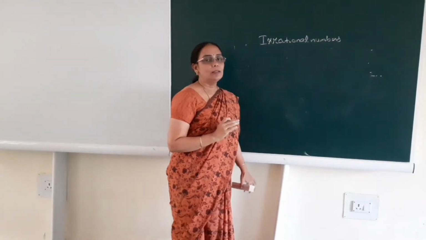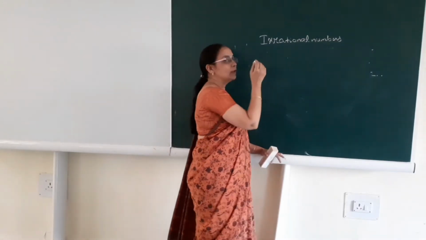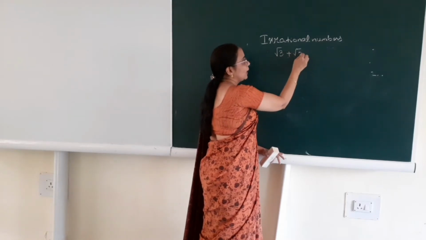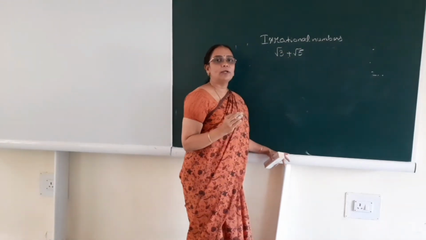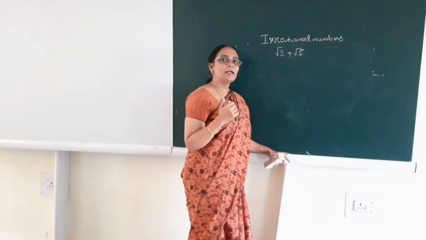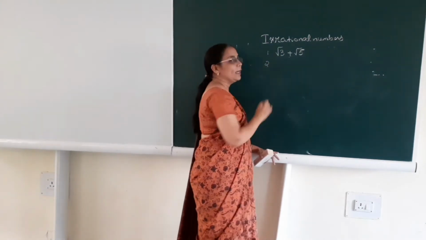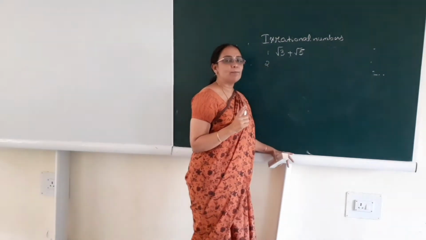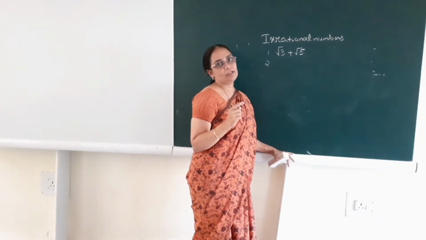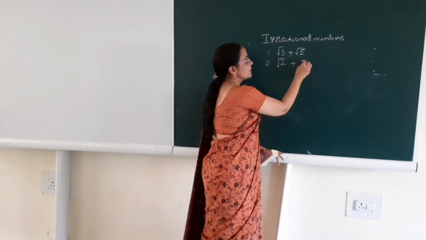When do we call a number irrational? If we add two irrational numbers, like root 3 and root 5, again you are going to get an irrational number. If two irrational numbers are added, we will get back an irrational number. The next one is, if you are adding one rational number and one irrational number, you are going to get back an irrational number. Root 2 plus 7.